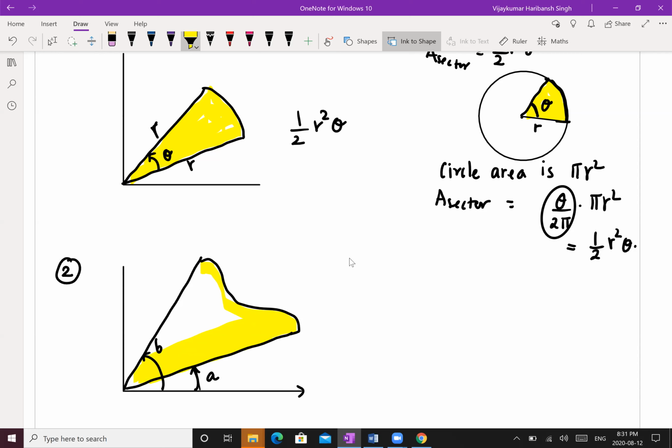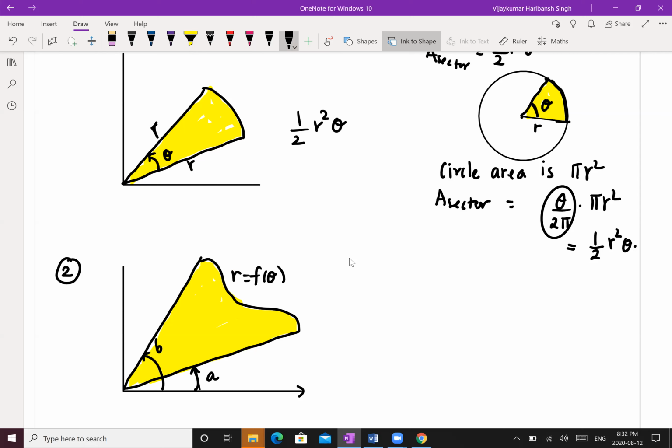Okay, so how do we go about it? We want to find out the area of this region. So like in the Riemann sum, even though we did not have rectangles, we approximated areas by rectangles. So we'll follow the same trick here. We'll approximate areas by sectors of this form. So what is the scenario? The scenario is r equals f of theta, and you want to find the area enclosed.